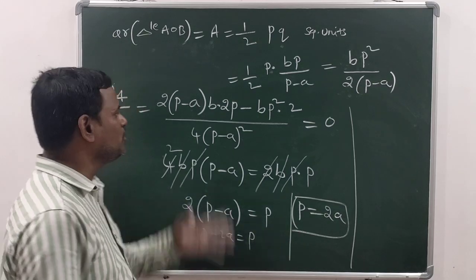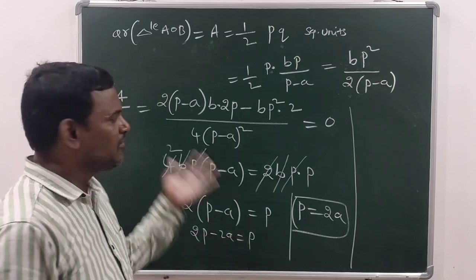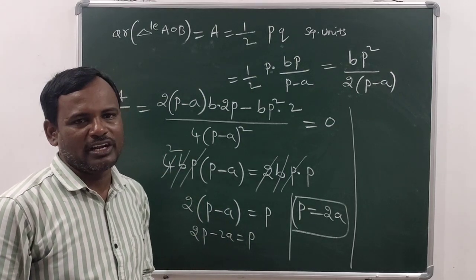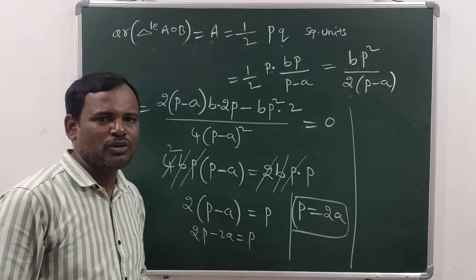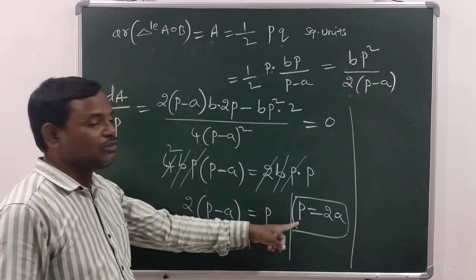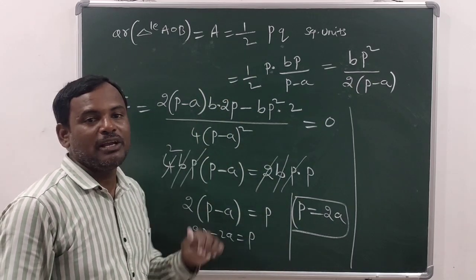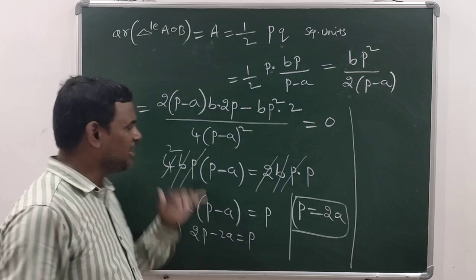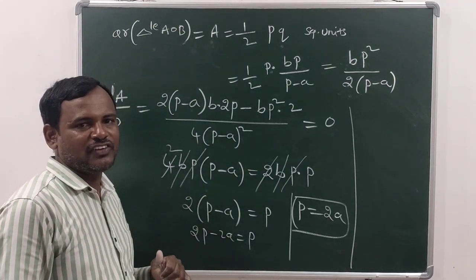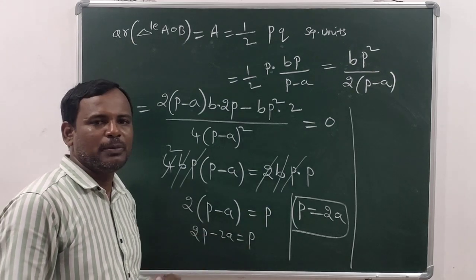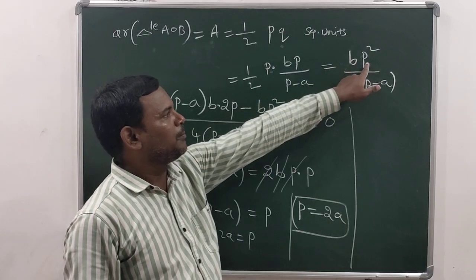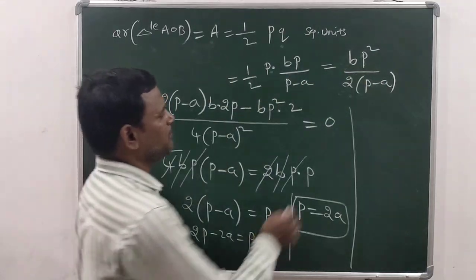Actually, usually we go for second differentiation. For this, if you do the second differentiation, you will get a positive value. Whenever the second differentiation is positive, then we say that at critical values, the given function will be minimum. You know that concept. Here I did not go for second differentiation. Directly I equated the first differentiation to 0 so that I got p equal to 2a. Now substitute this p equal to 2a in the area function.